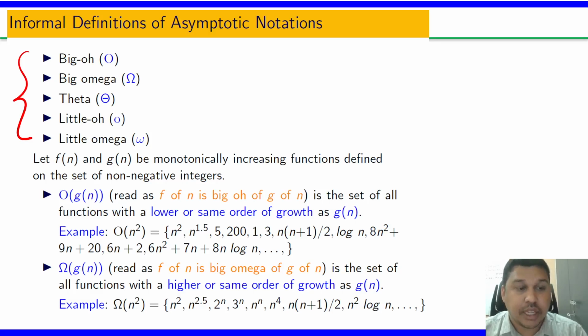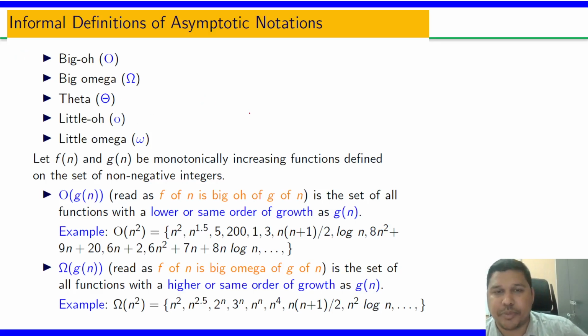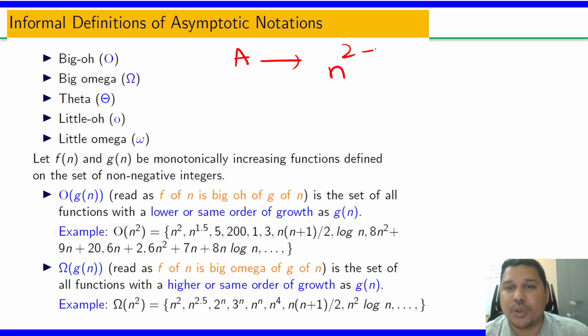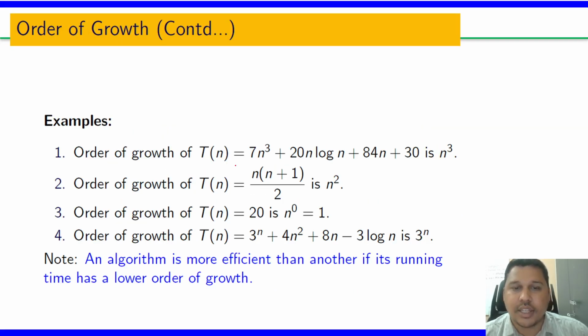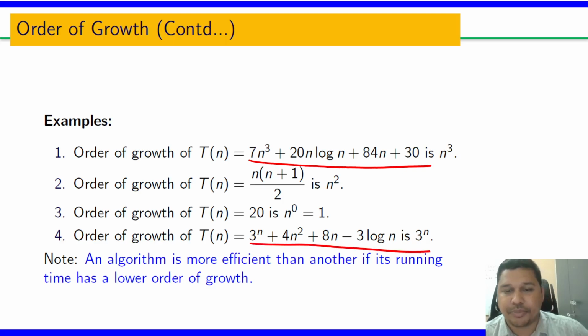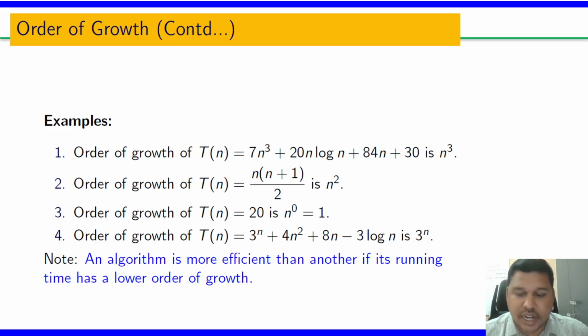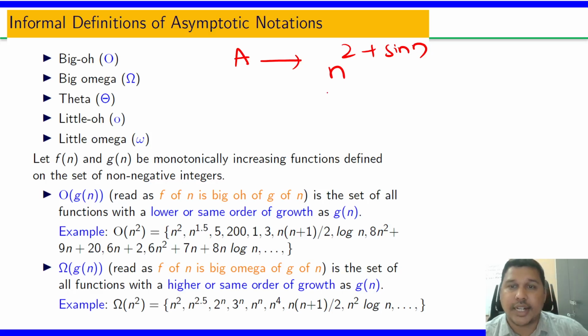In the concept of asymptotic notations, we have 5 different ways of representing. Again, I'll repeat. You have an algorithm A, its running time is n power 2 plus sin n, something like this. You have seen multiple examples, no? This is the running time of a particular algorithm. Assume this is the running time of the algorithm.